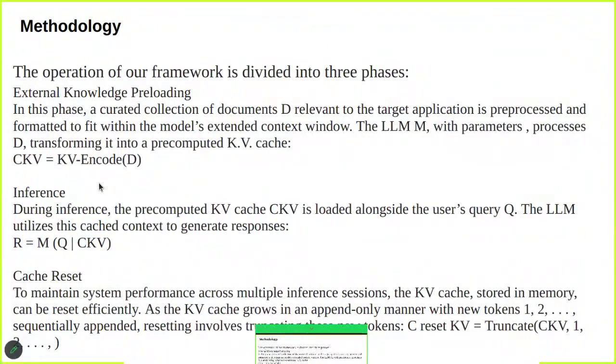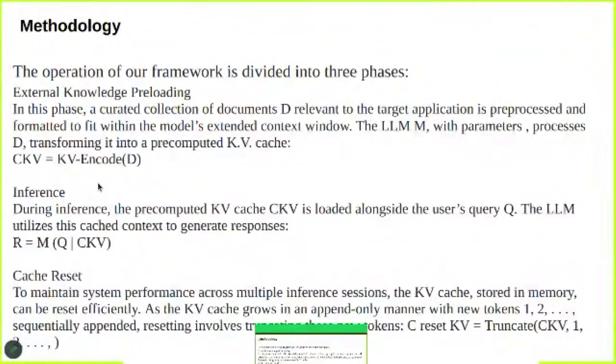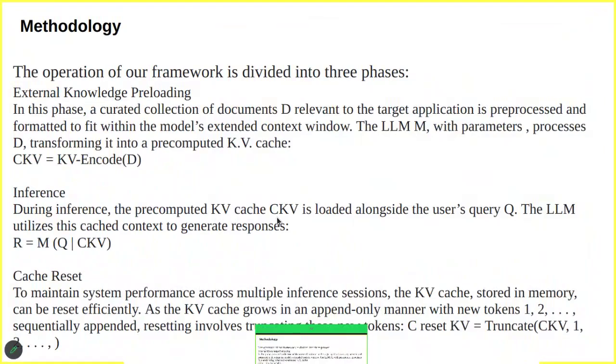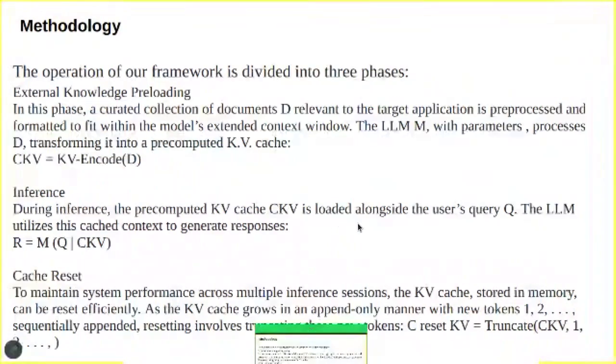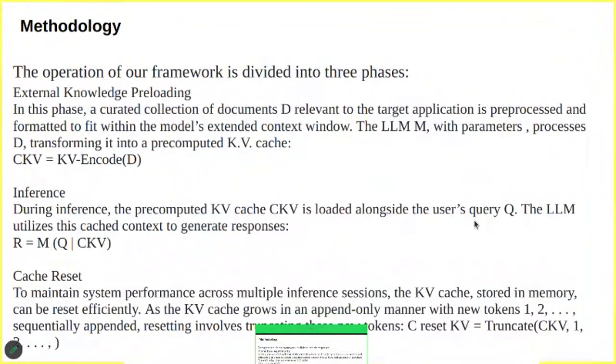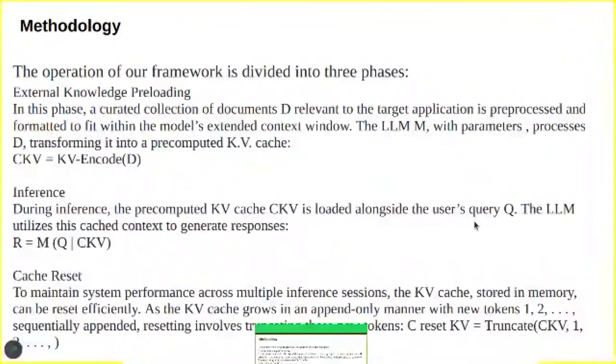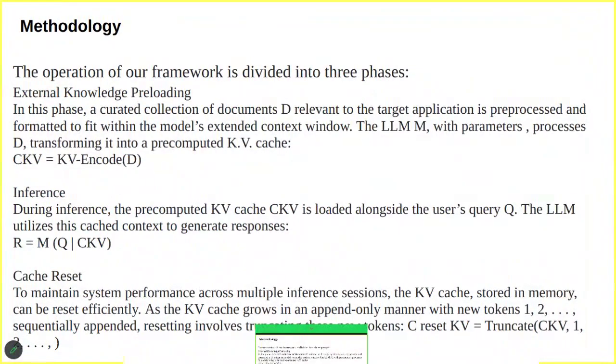Now, when we go to inference, the time between query and response, the pre-computed key-value cache, which is CKV, is loaded up alongside the user's query Q. So these two are gotten. They're already formatted. The knowledge is input into the model, which is a function, and also the query, which has been provided by a user.